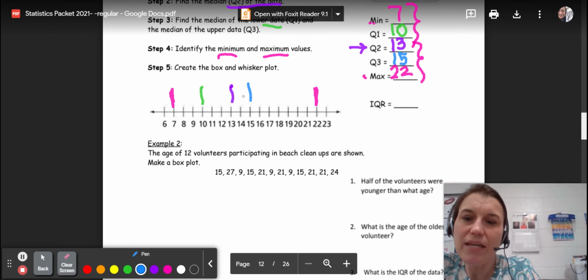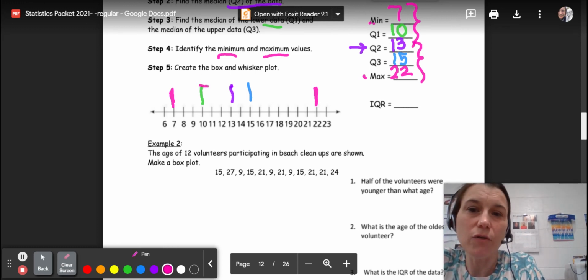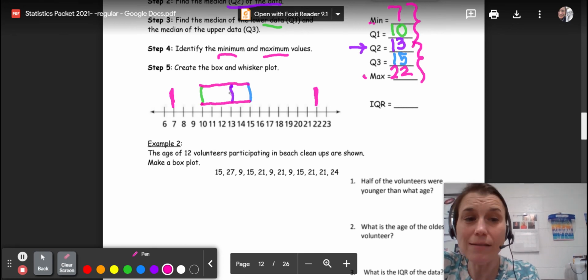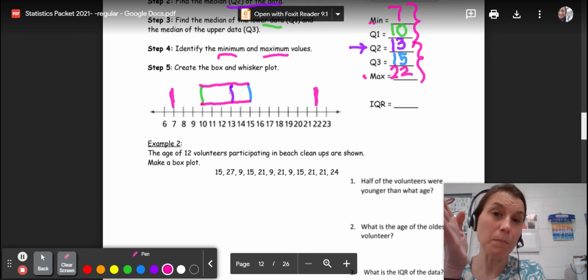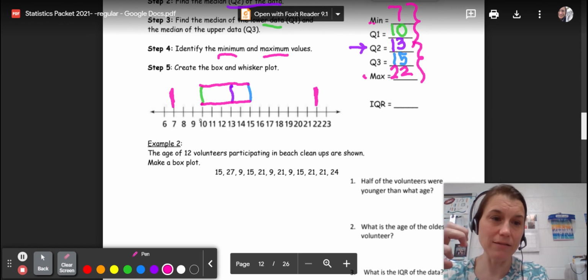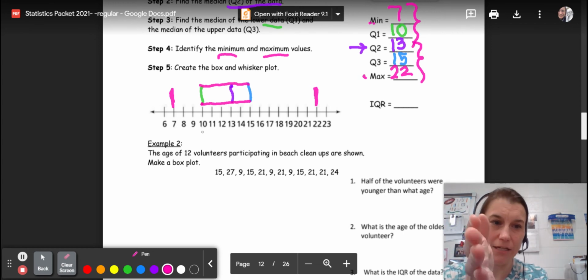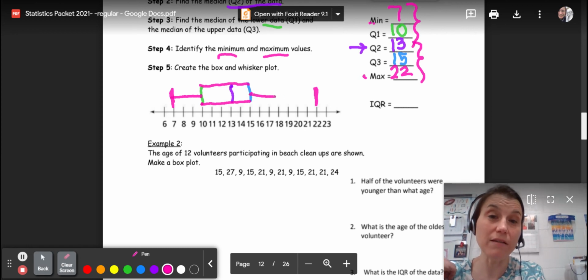So what we're going to do is put a box around them and make this into a rectangle. So I'm going to close up this rectangle. Inside the rectangle, I should have a line, and that line is the median. This box here shows 50% of my data. So 50% of the fish lengths were between 10 and 15. Half of them were between 10 inches and 15 inches. The other half were either less than 10 or more than 15.